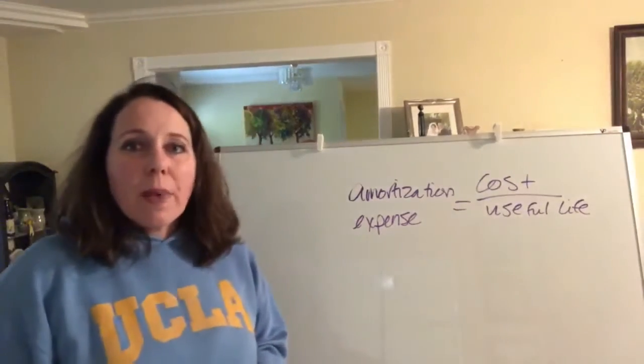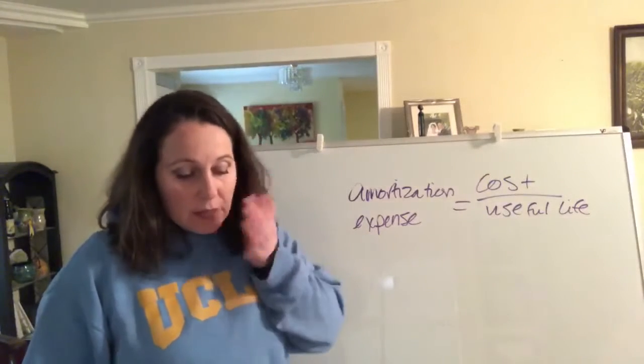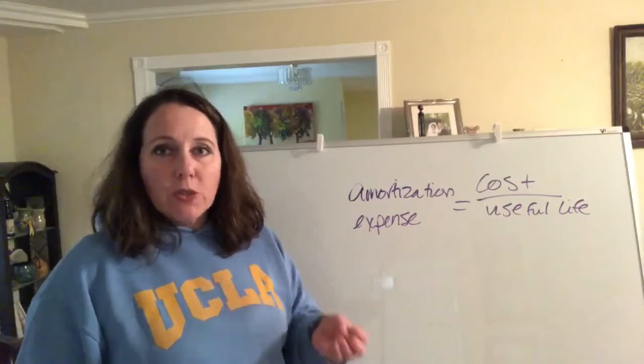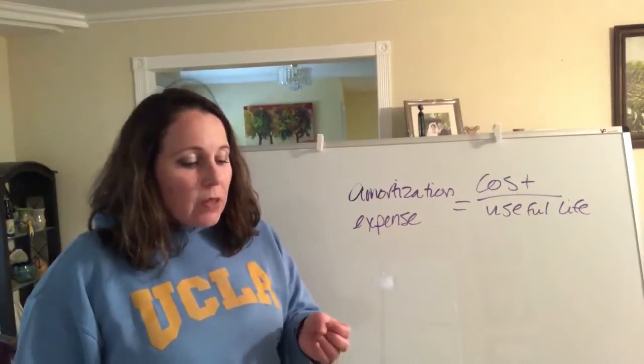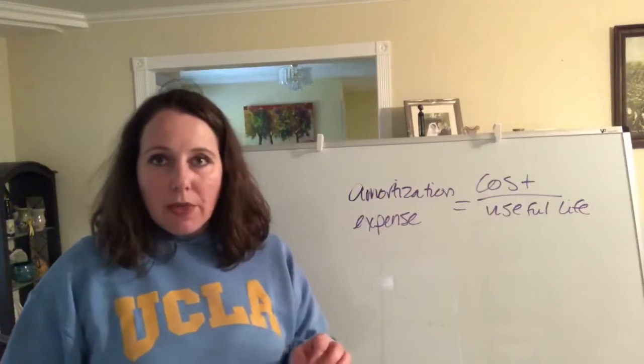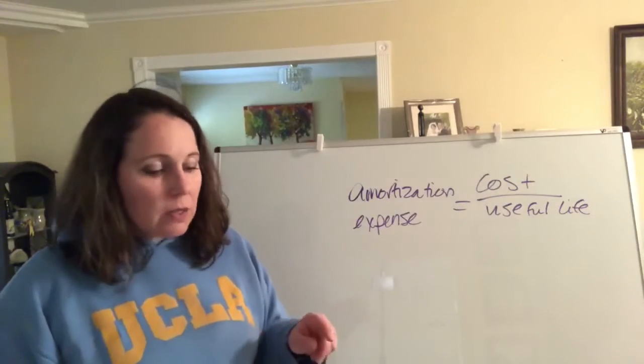All right, welcome back. So next I want to talk about amortization expense. Amortization is what we do to our intangible assets. We don't depreciate them, we amortize them. We only use the straight line method. It's the only method that's allowed. There's no units of production or anything else.